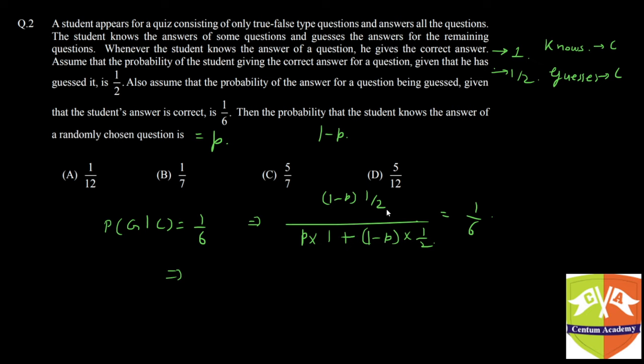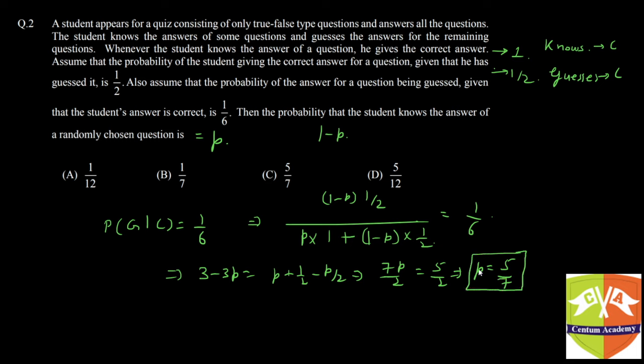So this is a very simple linear equation in P which we can solve. This is 3 minus 3P equals P plus half minus P by 2. So 3P plus P is 4P, 4P minus P by 2 is 7P by 2, and 3 minus 1 by 2 is 5 by 2. So my value of P is 5 by 7.